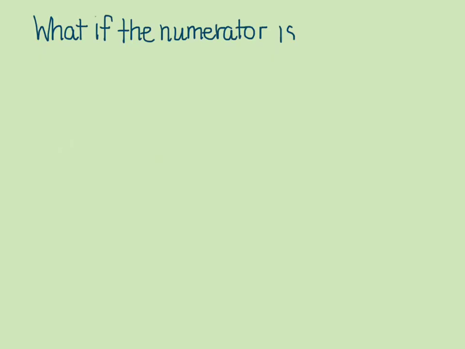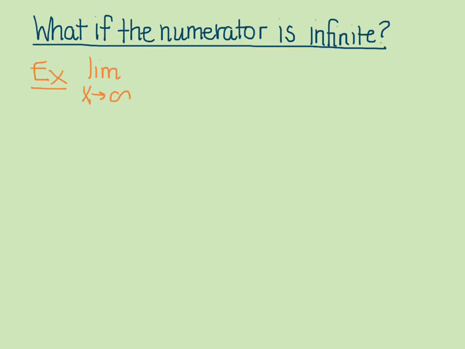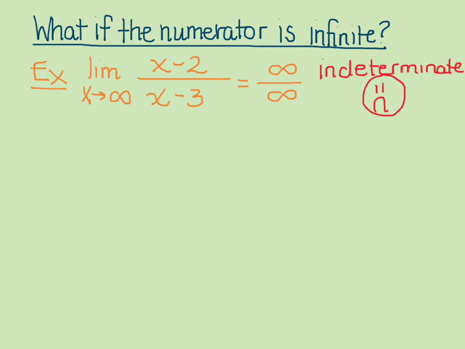What if the numerator goes to infinity, though? Let's look at the following example. The limit as x goes to infinity of x minus 2 over x minus 3. Direct substitution gives infinity over infinity, which is an indeterminate form. This means that we need to use another technique.